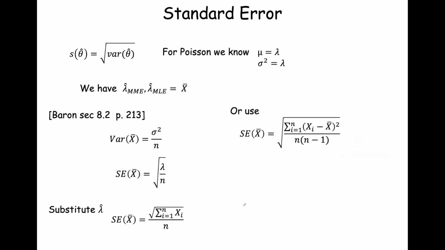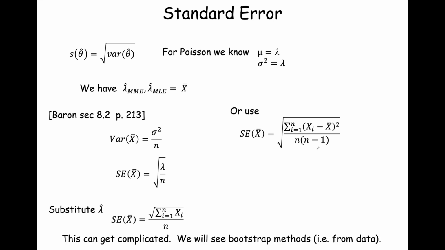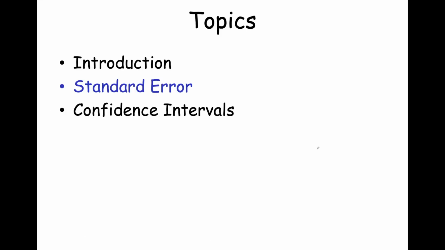We can look at this and say, gosh, that's somewhat complicated. So we have a choice. Either we can use this version of standard error, or we can use this other version of standard error. And that's a bit of a mess either way. This can get very complicated very quickly if you're trying to compute the standard error, which is the standard deviation of an estimator. Instead of using this mathematical approach, you can absolutely use so-called bootstrap methods, i.e. do this from the data. That's what we're going to talk about with confidence intervals.